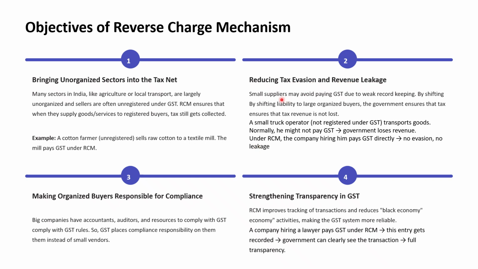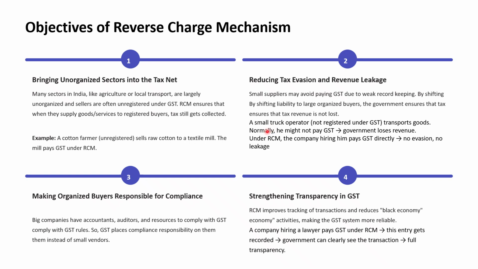Third, reducing tax evasion and revenue leakage. Earlier, some unorganized sectors would say that we are unorganized and our turnover is less, so there is no need to get registration. The government says that this leads to tax evasion. Small suppliers may avoid paying GST due to weak record keeping. By shifting liability to the large organized buyer, the government ensures that tax revenue is not lost.